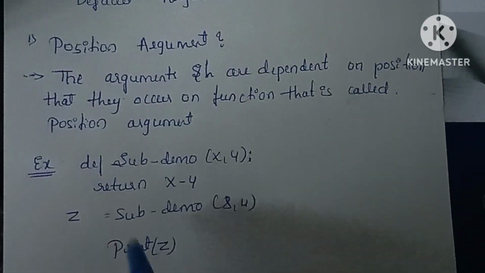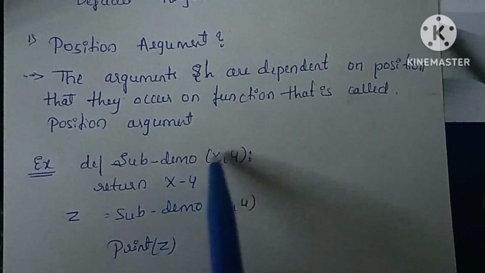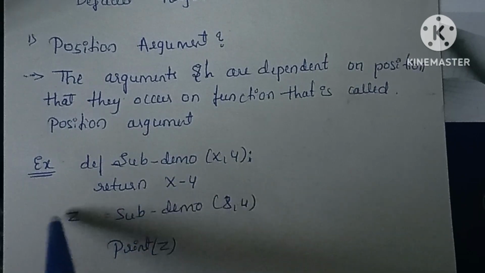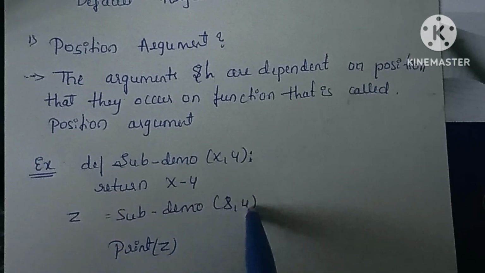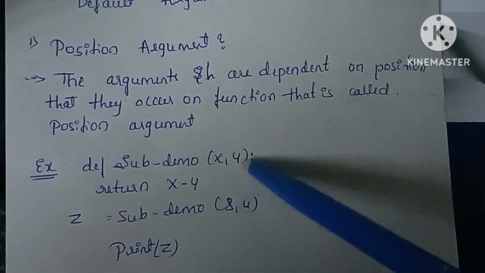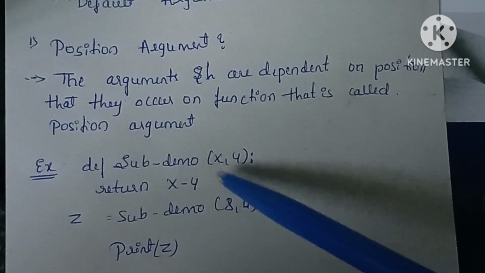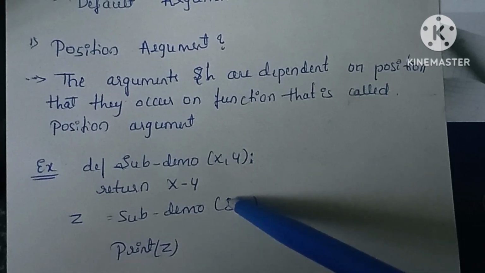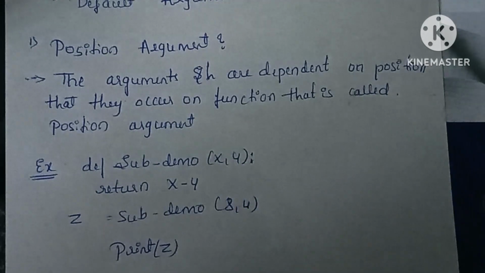For example, def sub_demo(x, y): return x - y, then z = sub_demo(8, 4), print z. Here x depends on 8 and y depends on 4. The values depend on their position. So this is the positional argument. Positional argument means dependent on the position.